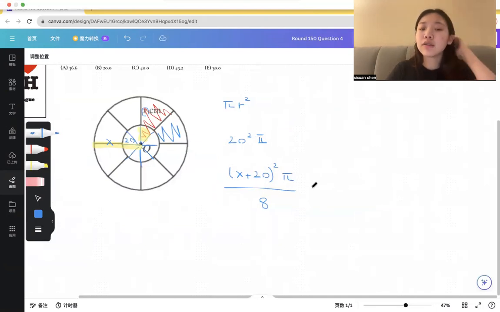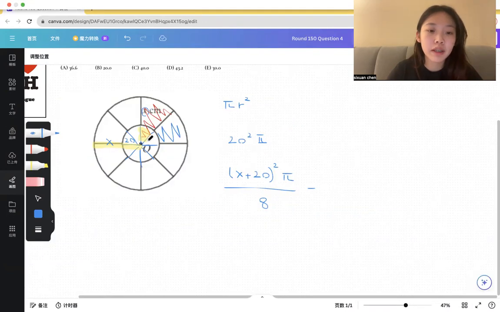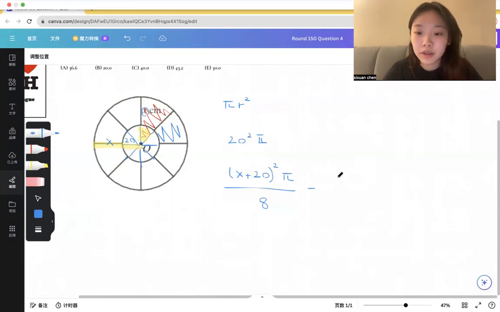And we'll need to minus the area of the smaller piece, which is 1/8 of the smaller circle. So the area of the smaller circle is 20 squared pi, which we found earlier. And we divide this whole thing by 8 too.